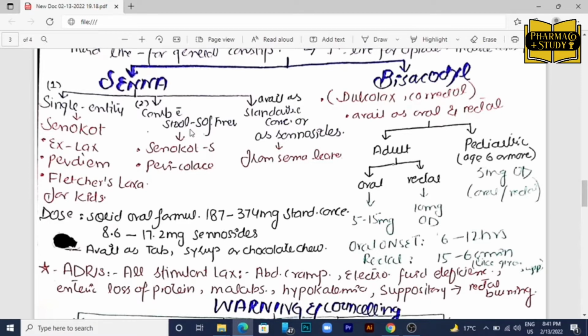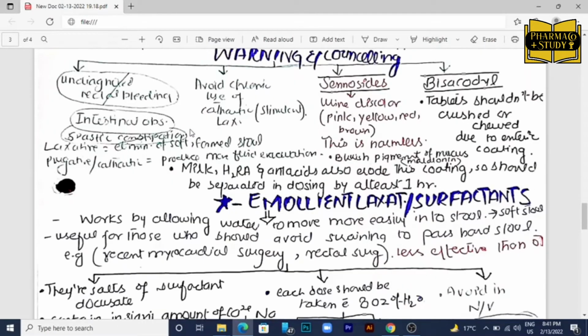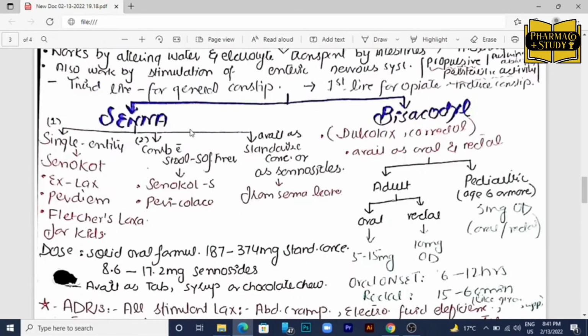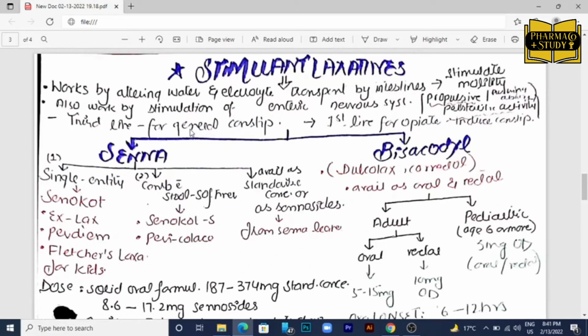I have not discussed docusate until now; we will discuss it here. First we discuss the stimulant laxatives. The combination form with the stool softener comes under the brand name Senokot-S or Peri-Colace. It is also available as a standardized concentration of sennosides from the senna leaf, directly from the senna leaves.